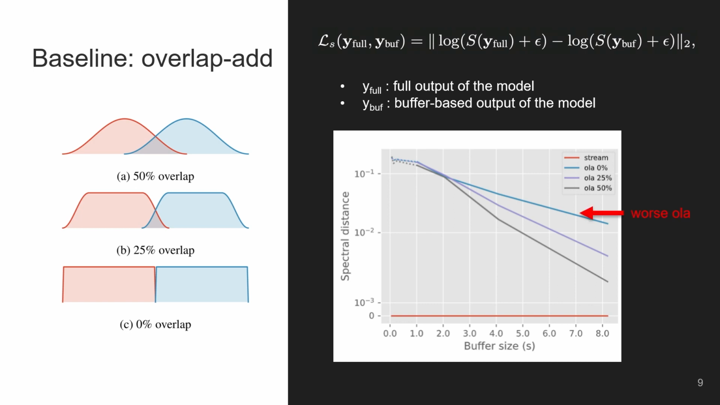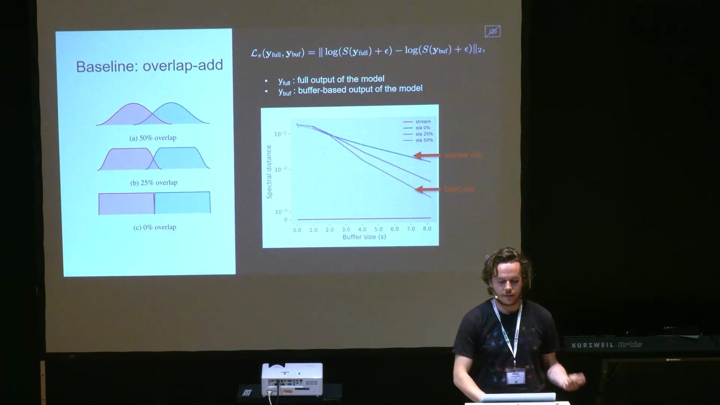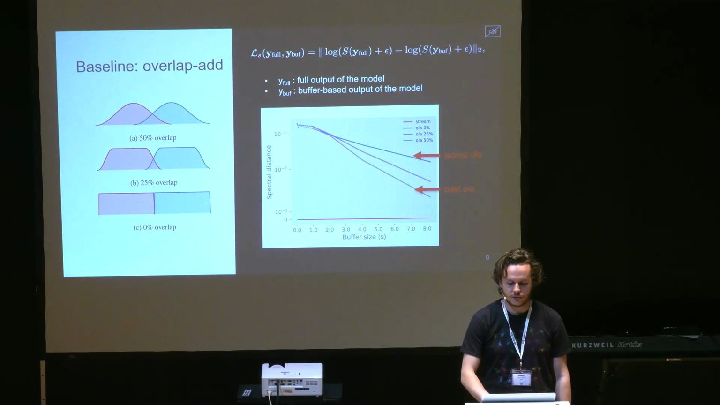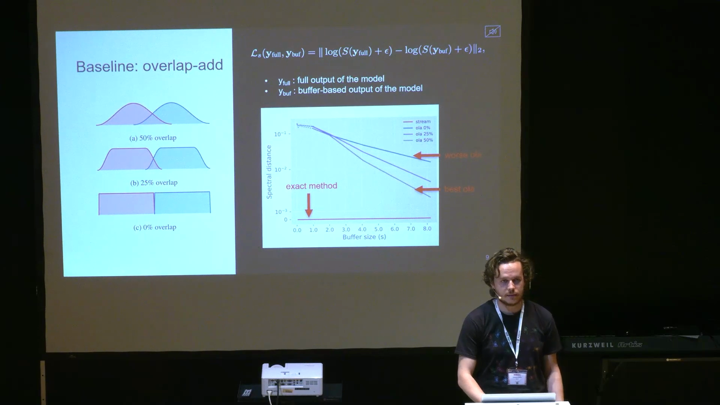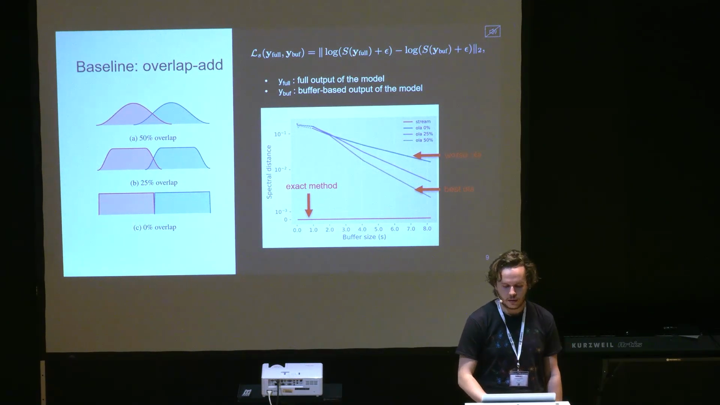The worst overlap-add method is obviously the 0% one, since you have all the discontinuities appearing during inference. The best one is, again, the 50% overlap method. But all of those methods still yield some differences between their output and the original model outputs, whereas our method is exact and reproduces the exact same behavior as the original model when applied to the fully recorded sequence.